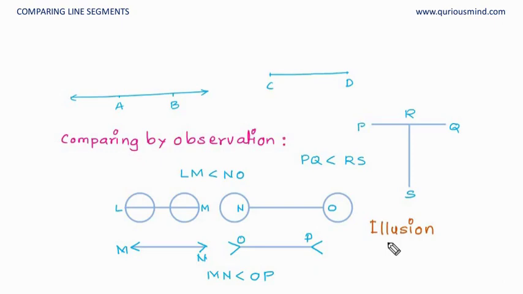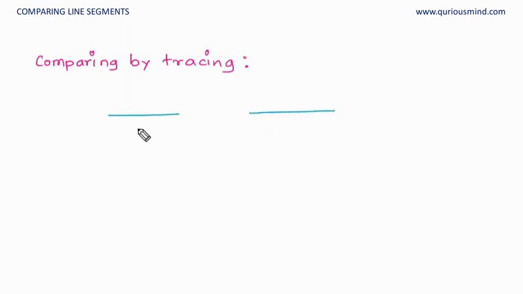Let's look at another method of comparing lines. The method we talk about is comparing by tracing. So we can use a trace paper, and if I have these two line segments, I will trace them using a tracing paper and try to overlap them and see how they compare with each other. And in this case, I can see that this is a smaller line, this is a bigger line. So it seems to be a fair method, but it also has errors.